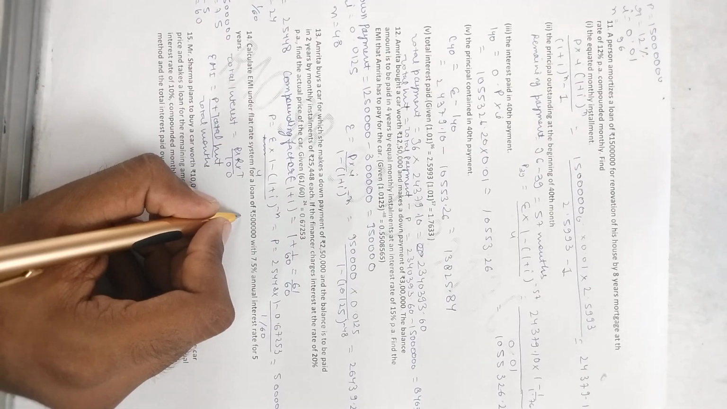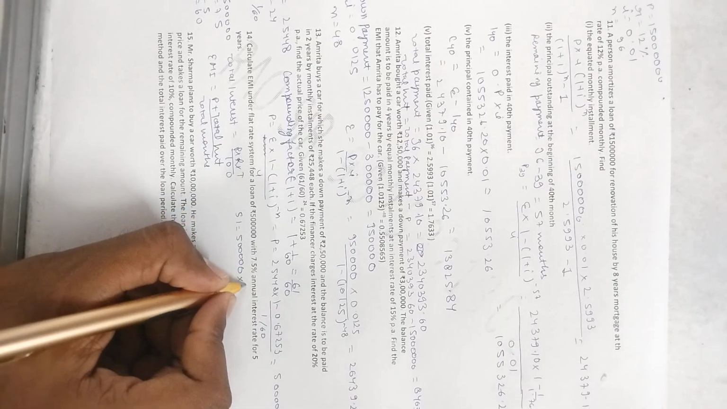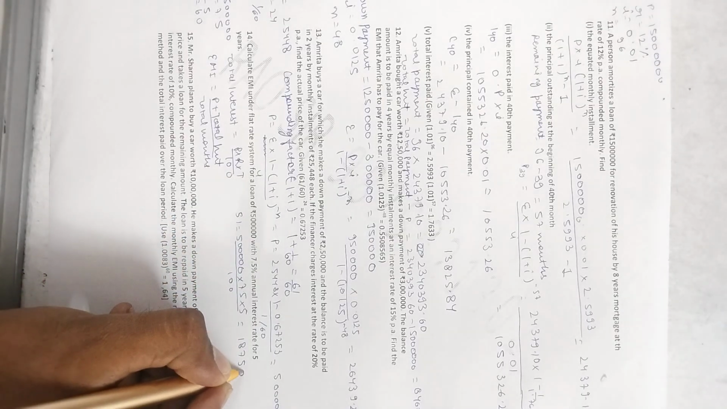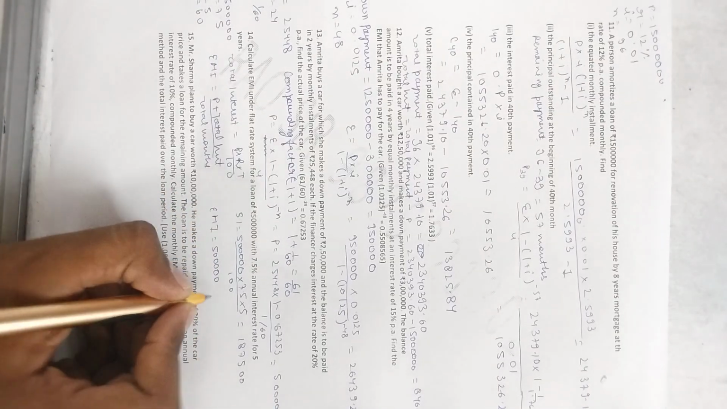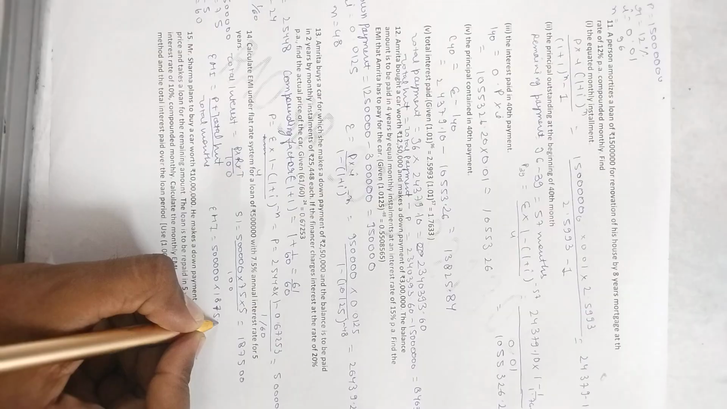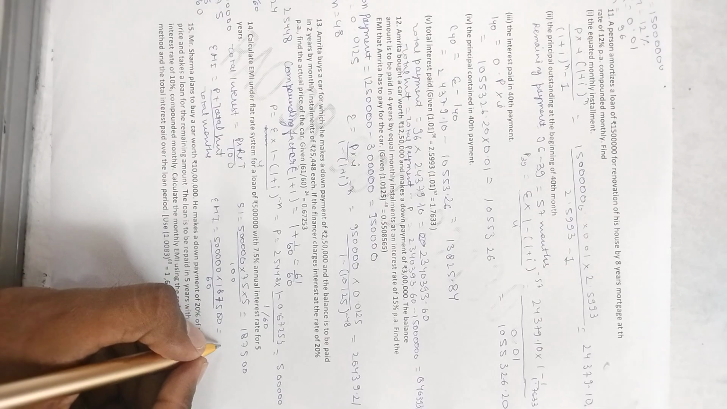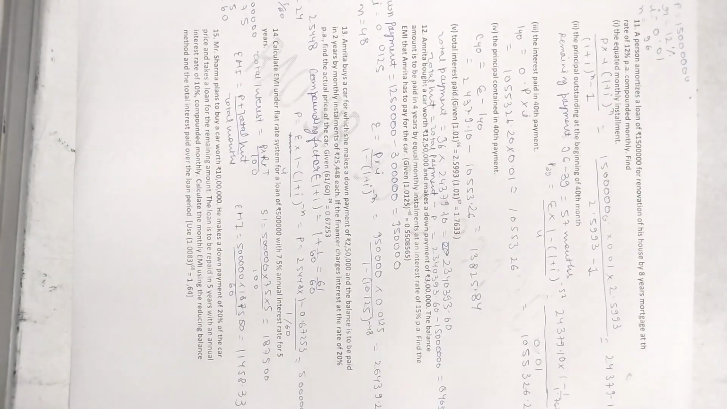So total interest is equal to 5 lakh into 7.5 into 5 upon 100, which gives the answer 1,87,500, and EMI is equal to 5 lakh plus 1,87,500 upon 60, which gives the answer this. Good.